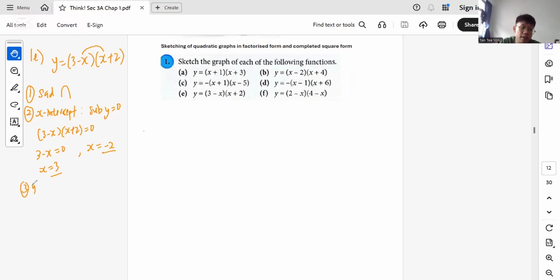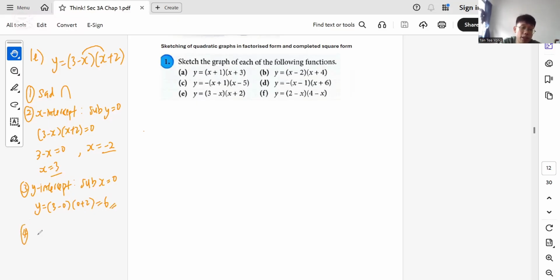Okay, point number 3, y-intercept. So how do you know how to find the y-intercept? Sub x equals 0. So y equals 3 minus 0, times 0 plus 2, which is 3 times 2, which is 6. So my y-intercept is 6.